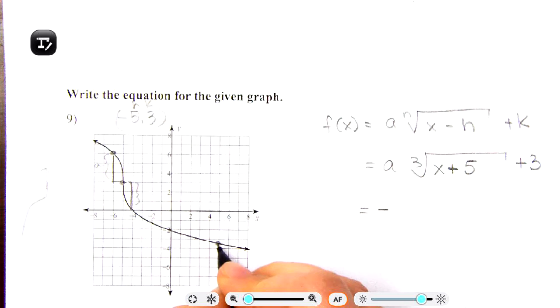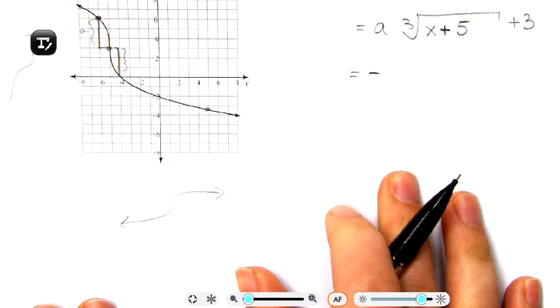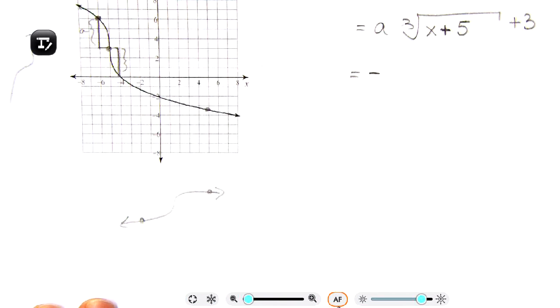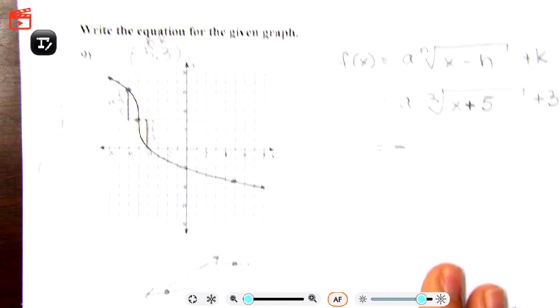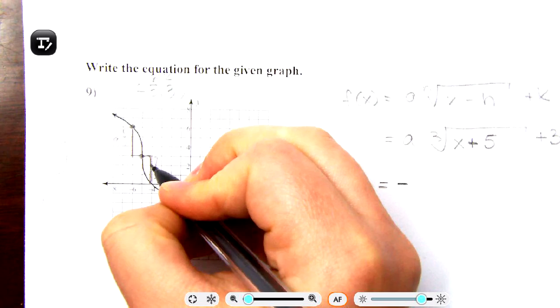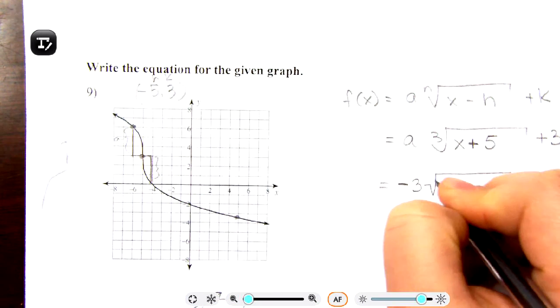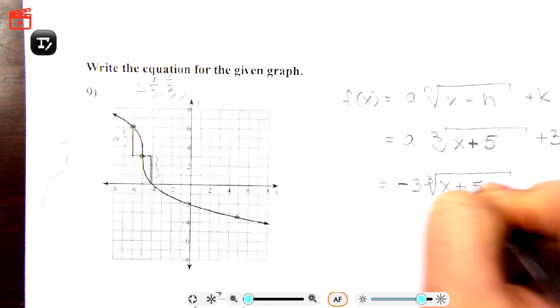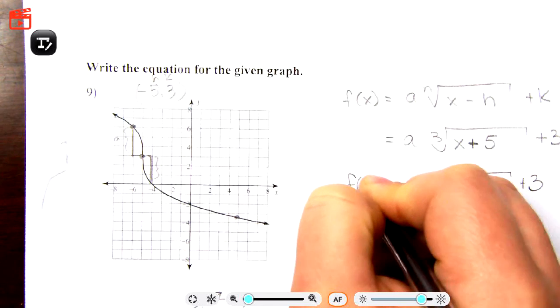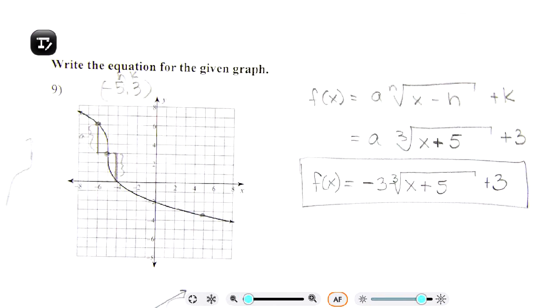If it's the opposite, let's see if I can do it real quick, it looks something like this, then you're going uphill. Then your A value is positive. So going uphill is positive, downhill is negative. So we're going over 1, down, let's see, 1, 2, 3. So we have A value is negative 3. Then we have negative 3 cube root of x plus 5 plus 3. Don't forget this is an equation, so we need function notation. And here is your formula. Here is your equation for the given function.